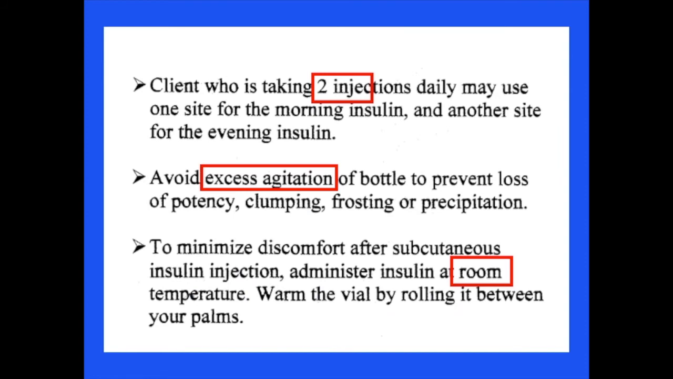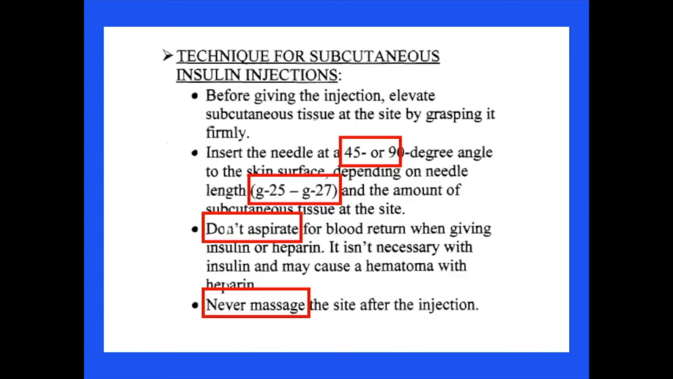Then, a client who is taking 2 injections daily may use one site in the morning and another site for the evening. We avoid excessive agitation of the bottle. So we do not shake it vigorously because that would cause loss of potency, clumping, and frosting or precipitation. Then, we administer insulin at room temperature, as I have mentioned. But when you are planning to warm the vial, you roll it between your palms and you do not shake it.